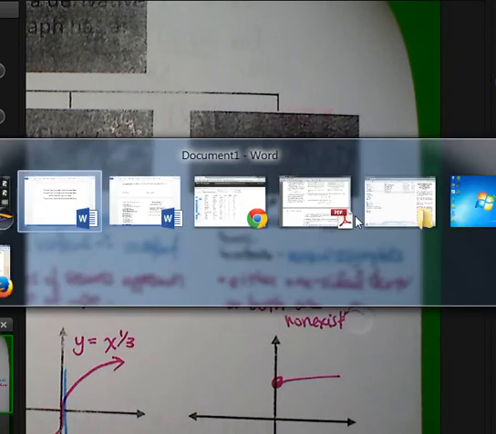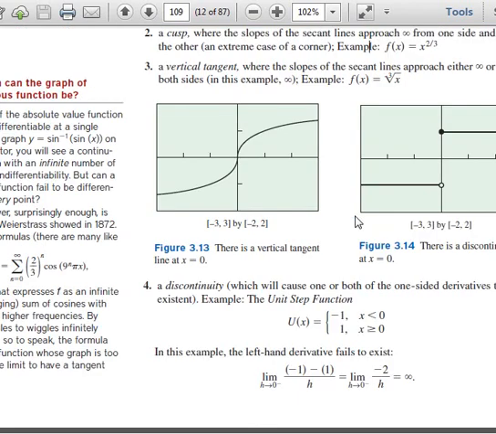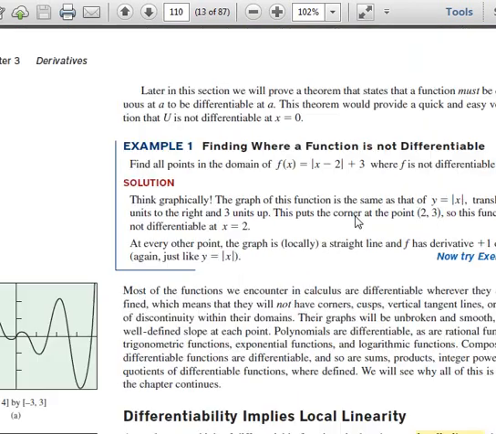Okay, so differentiable functions. Most of the functions that we encounter are differentiable. That means most of the time you're not going to have a corner, or a cusp, or a vertical tangent, or a point of discontinuity. The graph will be smooth and unbroken with a well-defined slope at each point. Polynomials are differentiable, as are rational functions.